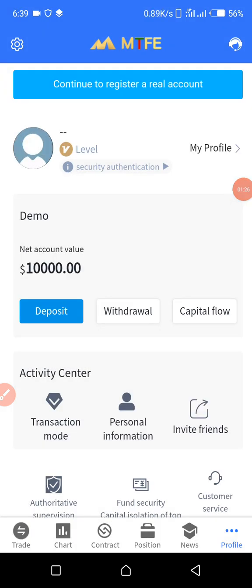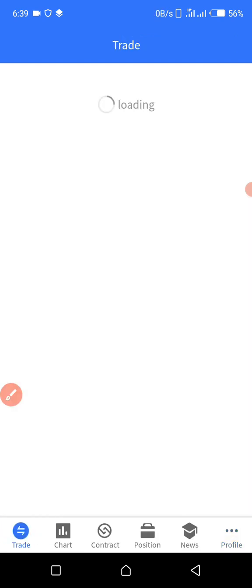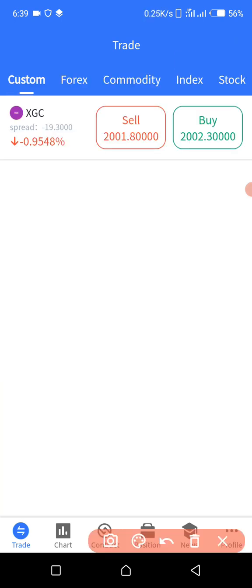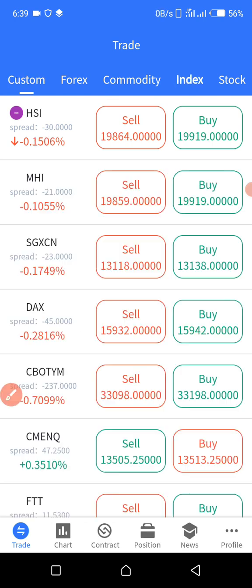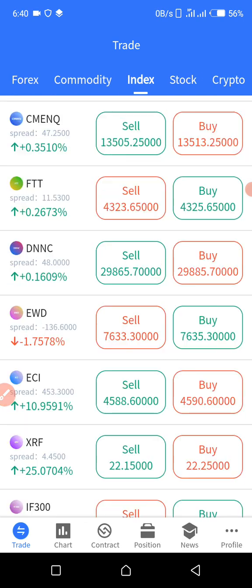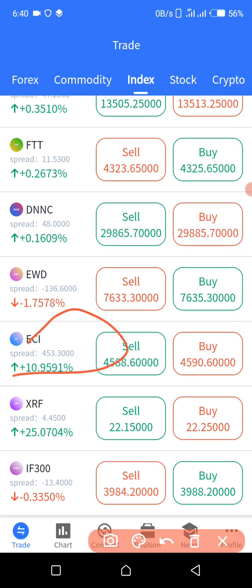What we need to do is go directly to the trade section. I'm going to click on the trade section, just click that. I'm going very fast, guys, because we are running out of time. Then I'm going to click over here on indices, just click that. After clicking on indices, I'm going to look for ECI. Here it is, guys, here it is, ECI. I'm going to click it, and the direction is buy today, so I'm going to click on the buying section.